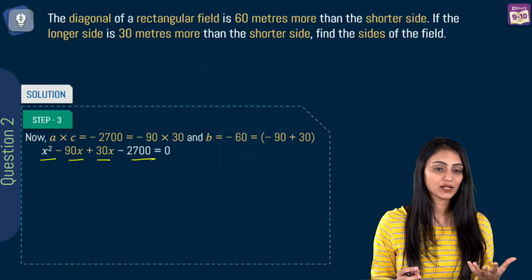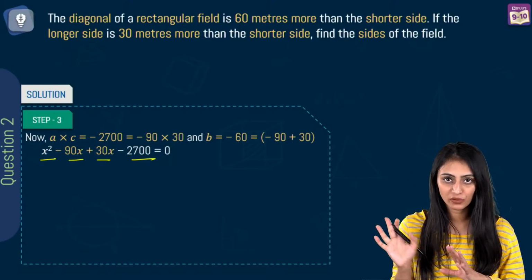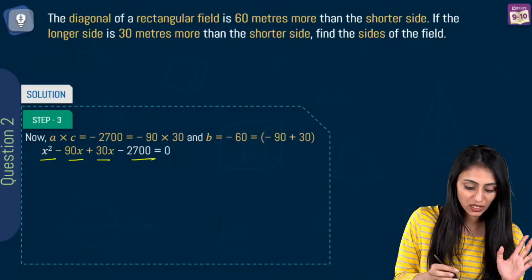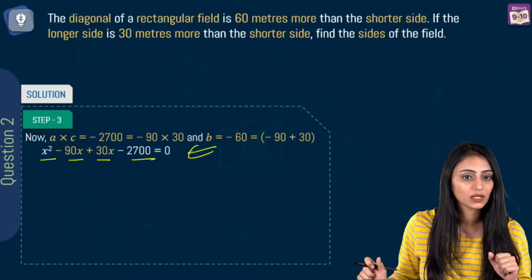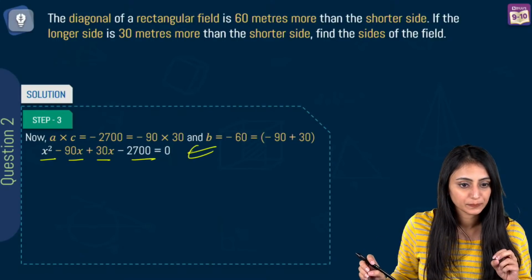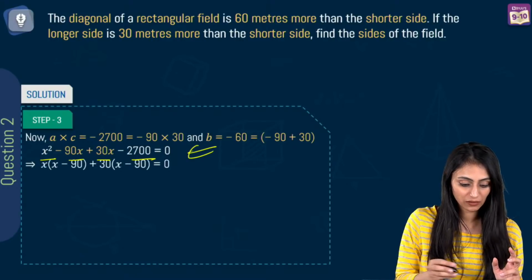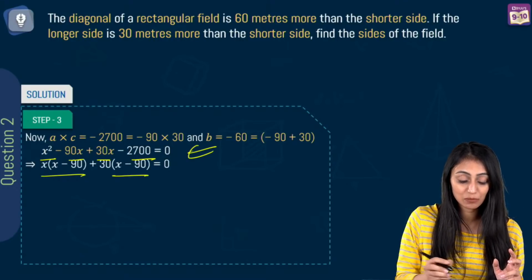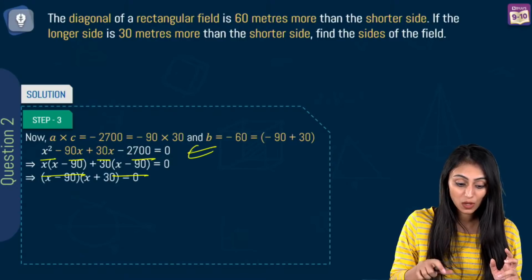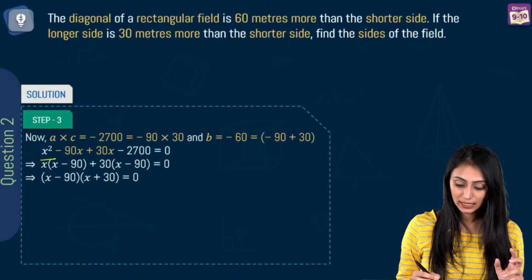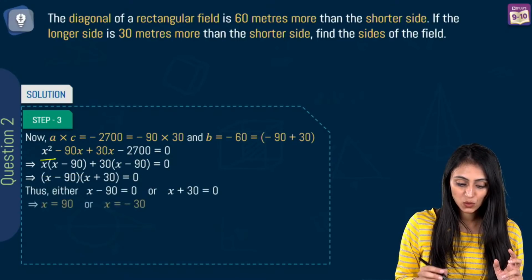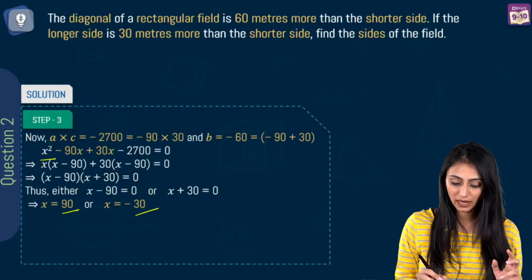See, you all are 10th graders, so I'm assuming that nobody has any confusion in middle term splitting, right? If you have any confusion in these steps, please do let me know. Alright, so what we will do here is simply take common from the consecutive terms. It's going to be x into (x minus 90) plus 30 into (x minus 90) equal to 0. So two brackets are formed here, right? Now we will equate them to 0. We get two values of x: 90 and minus 30.